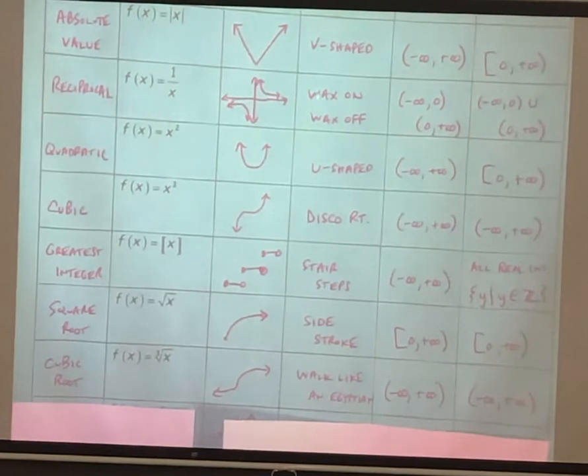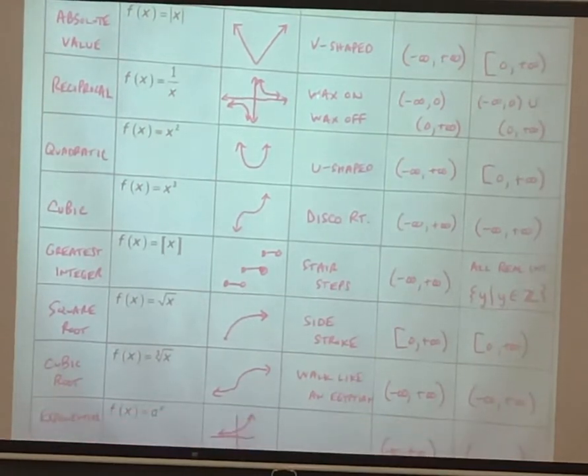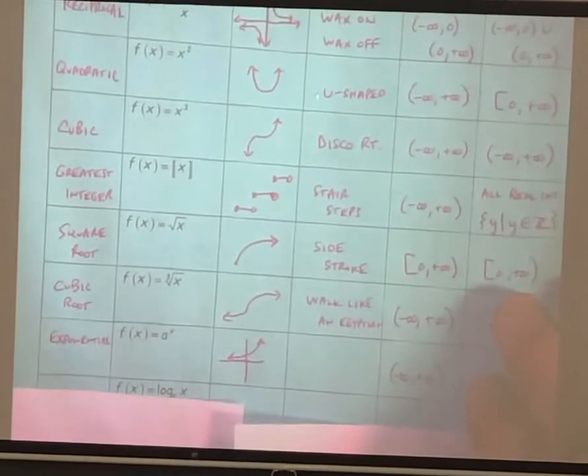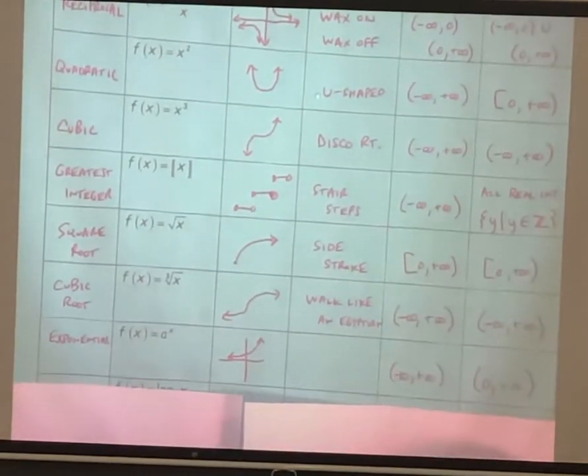And then our last one that we're going to fill in today is our exponential. Our exponential, don't really have a description for it, but it starts in the second quadrant there. So negative infinity to positive infinity for the domain. And the range, the x-axis is a boundary, so it goes from 0 all the way to positive infinity, not including 0.